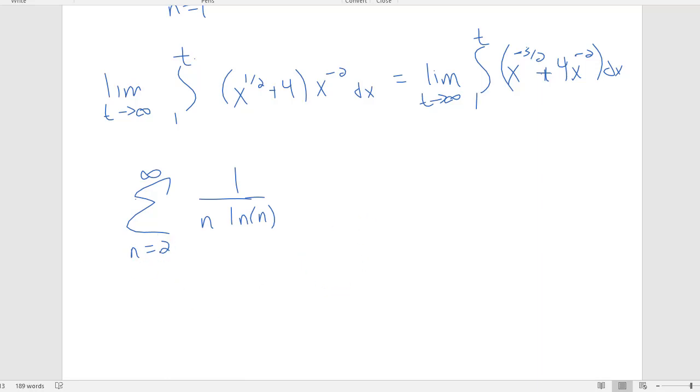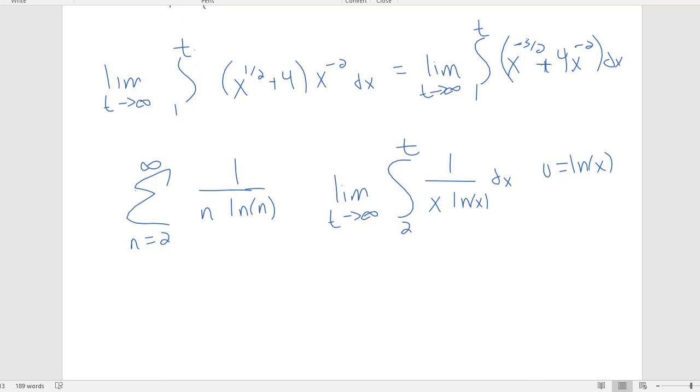The reason I started at 2 is that if I start at 1, ln of 1 is 0. So I'd have a 1 over 0, an undefined term, and I don't really want that. So I would be looking at 1 over x, ln x, from 2 to t, limit as t goes to infinity. As far as a technique of integration, I would do a u sub here. That's what I would do. I would let you complete that one.